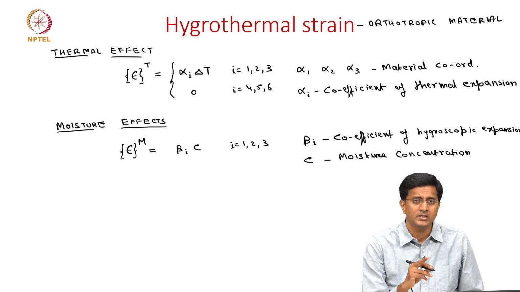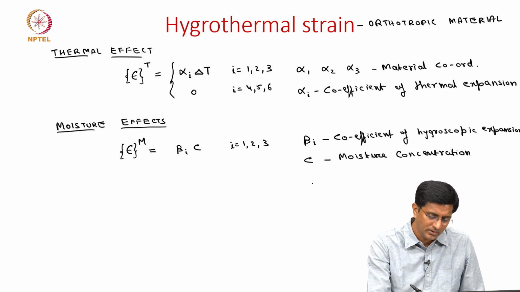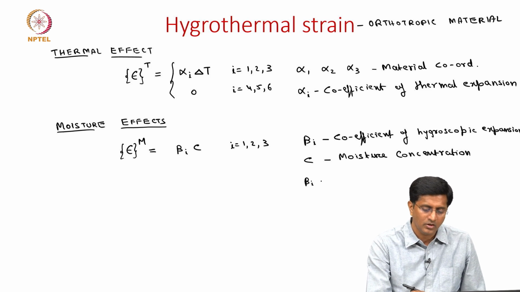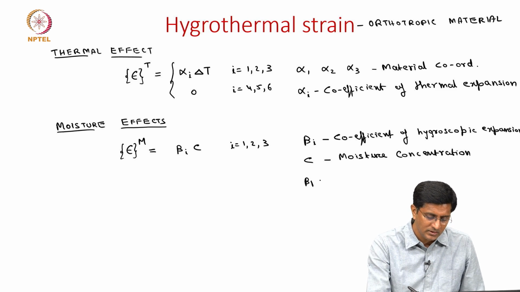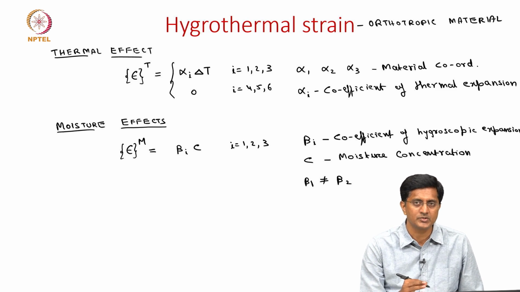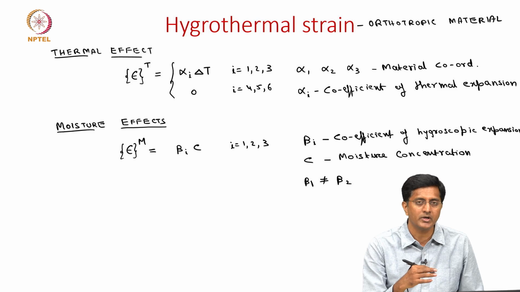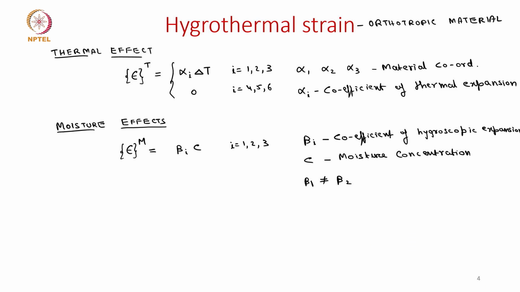Again we can see that there is a subscript i, meaning that your beta i, or the coefficient of hygroscopic expansion in direction 1, can be different from beta 2, which is the coefficient of hygroscopic expansion in the perpendicular direction, perpendicular to the fibers. But if you are talking about a transversely isotropic material, then we can say your beta 2 and beta 3 could be the same.